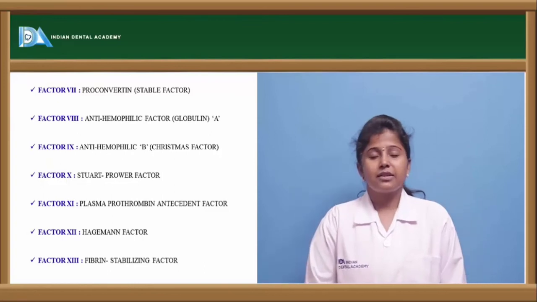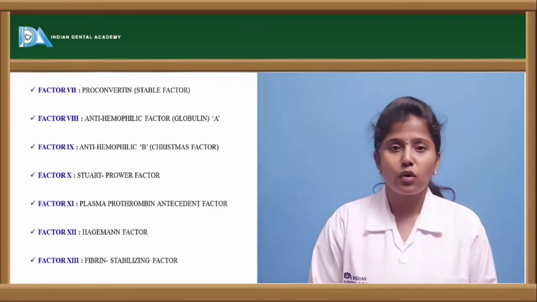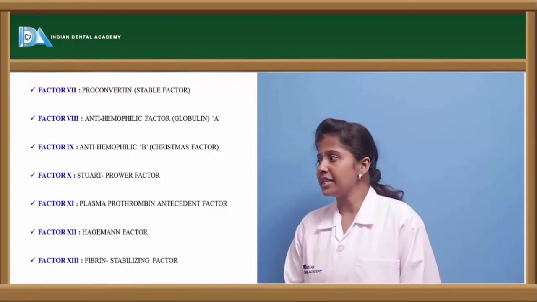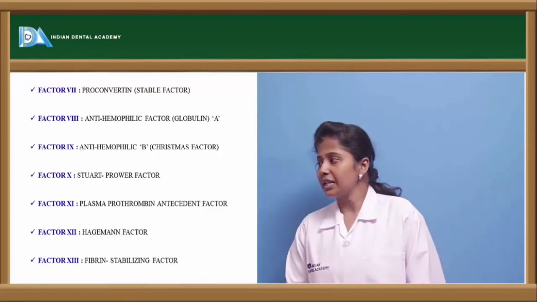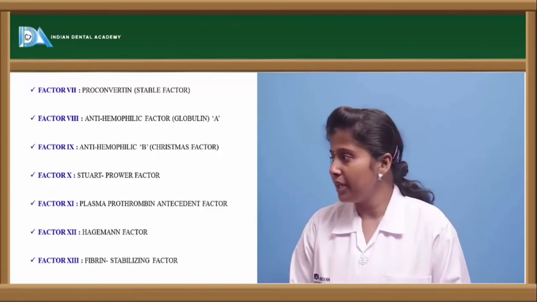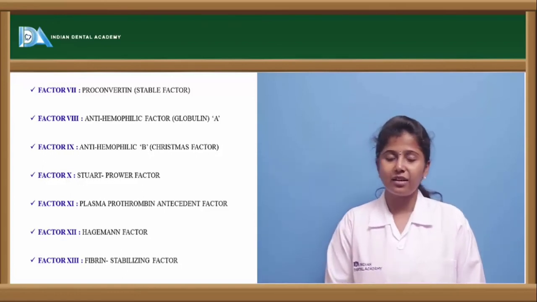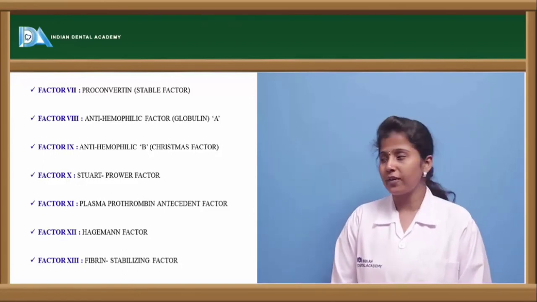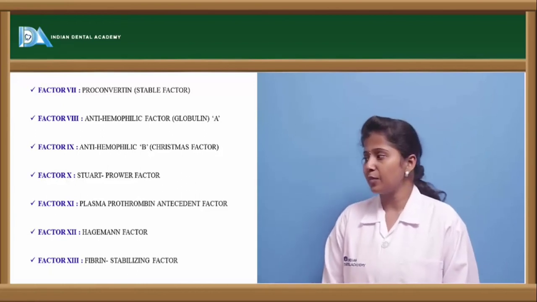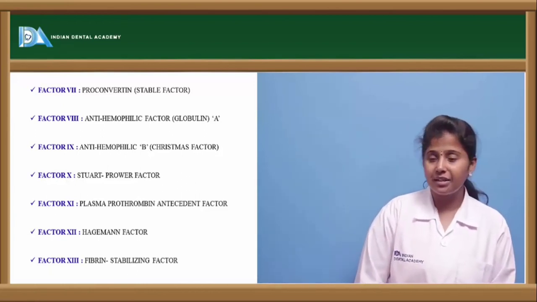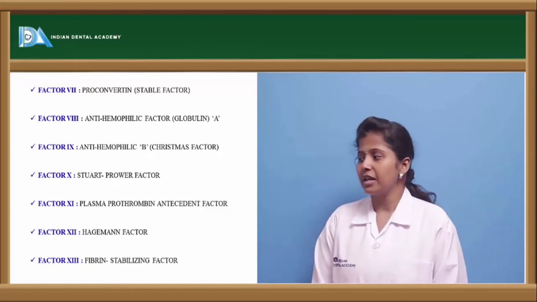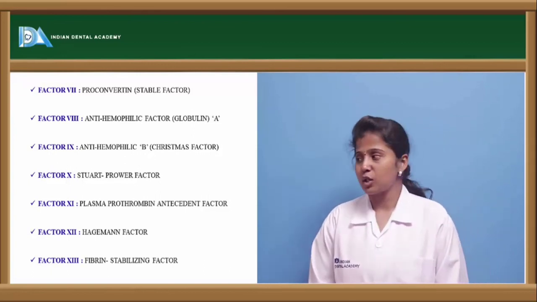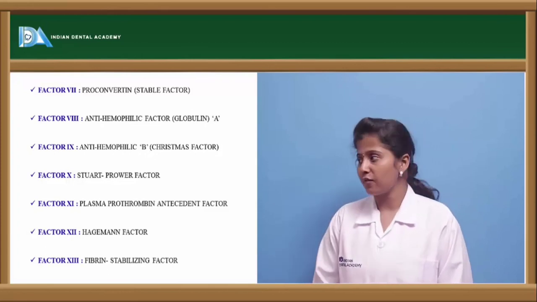The 7th factor is proconvertin, which is also called stable factor. Factor 8 is antihemophilic factor or globulin factor. The 9th factor is antihemophilic factor B, which is also called Christmas factor. Factor 10 is Stuart-Prower factor. Factor 11 is plasma thromboplastin antecedent. Factor 12 is Hageman factor, and factor 13 is fibrin stabilizing factor. So all these factors aid in clot formation.